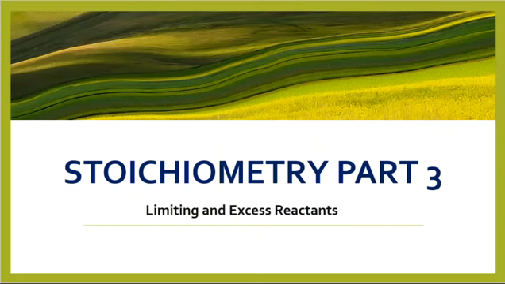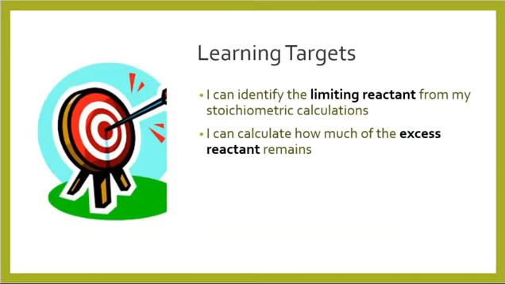Stoichiometry Part 3, Limiting and Excess Reactants. Our learning targets for today are to be able to identify the limiting reactants through stoichiometric calculation and then to calculate the excess reactant that remains once the limiting reactant is used up.